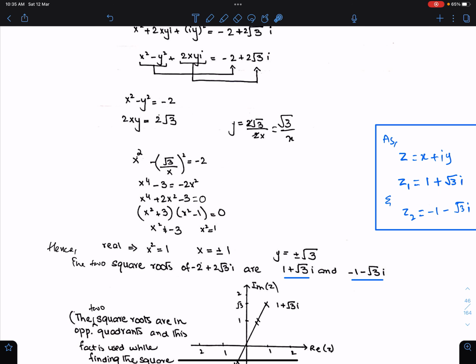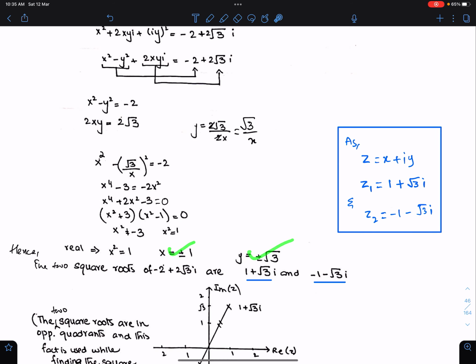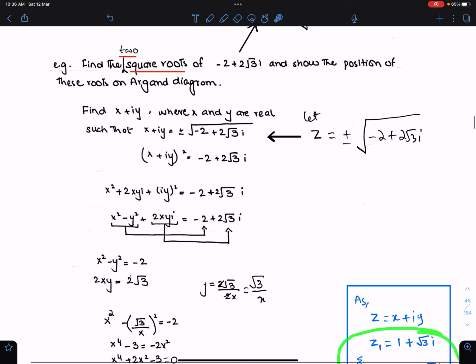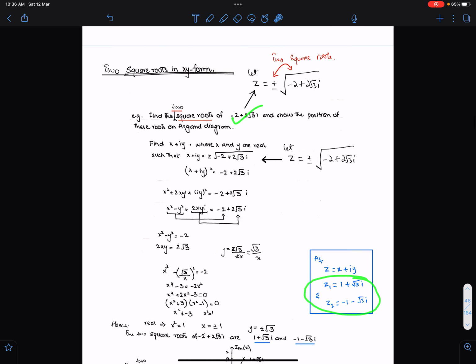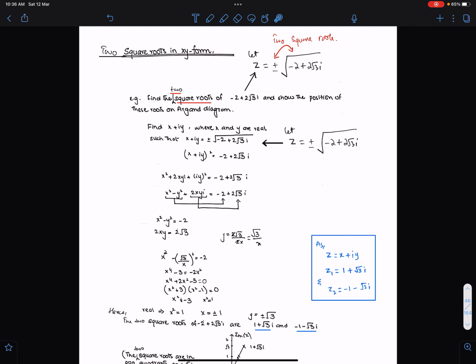Now by substituting these values of x one by one into this equation, we can get the two values of y. Now we just need to substitute these values of x and y into x plus iy. So x is 1, y is root 3, so this is the first square root, and when x is -1, y is minus root 3, therefore this is the second square root. Hence, these are two square roots of this complex number. You can check the solution again. Hence, the two square roots of this complex number are 1 plus root 3i and -1 minus root 3i.